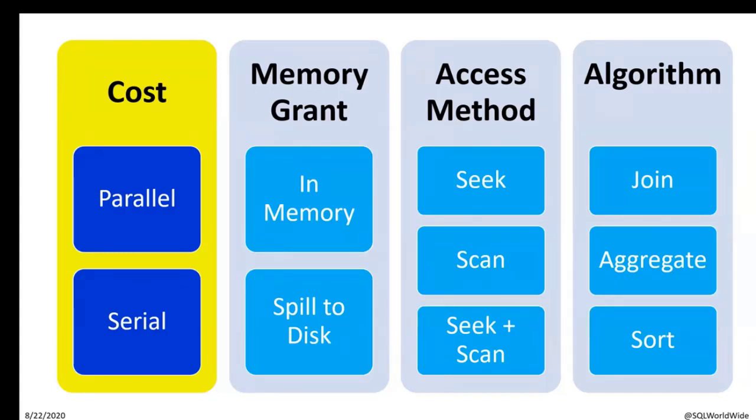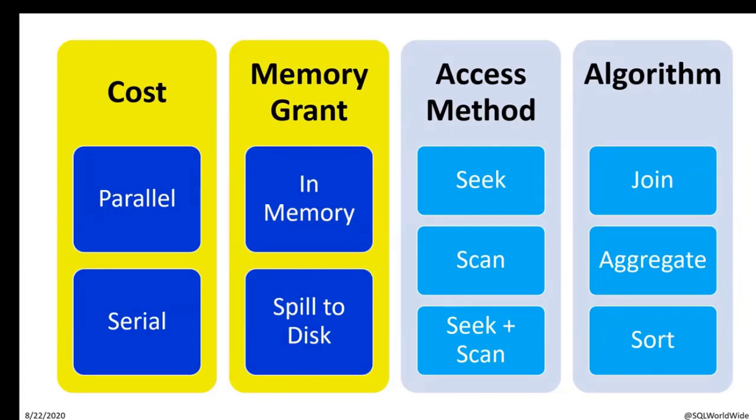So if your estimate is wrong, if there were 10 million rows, I should probably have run this in parallel, but my estimation was 1 million. So now I'm going to choose a serial plan. What happens now? Instead of using 4 or 8 schedulers or CPUs, I'm using a single thread, and the query is going to run slow.